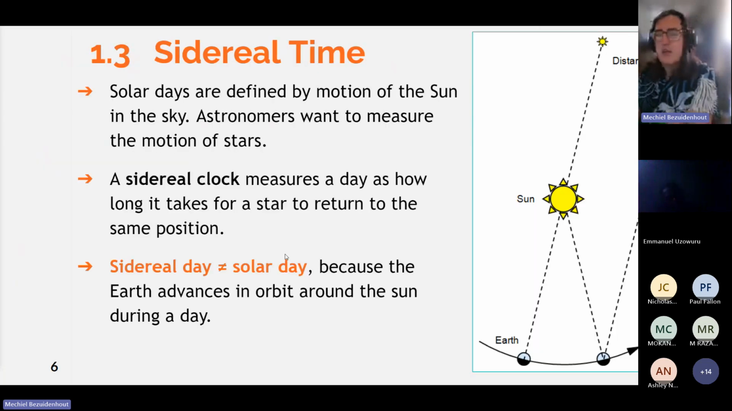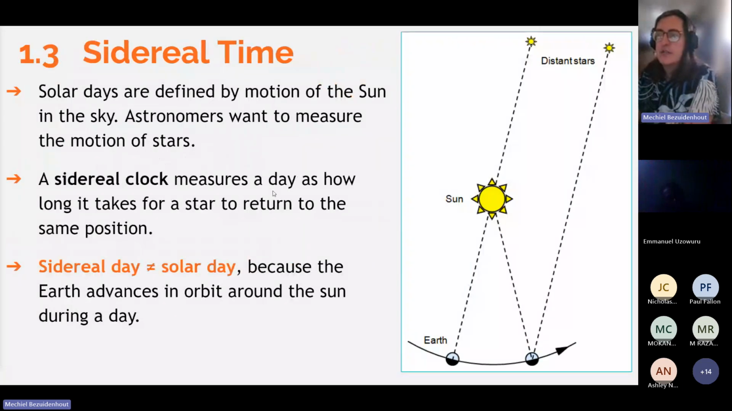But the next concept that you need to know is about sidereal time. So in general life, we use solar days, which are measured by the motion of the Earth around the sun. Or another way to think about it is the amount of time that it takes for the sun to go from one point in the sky and do a full revolution around and return to the same point. But astronomers want to define a day relative to the motion of the stars instead.